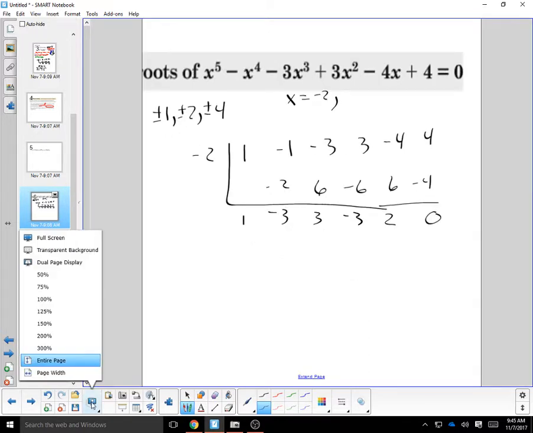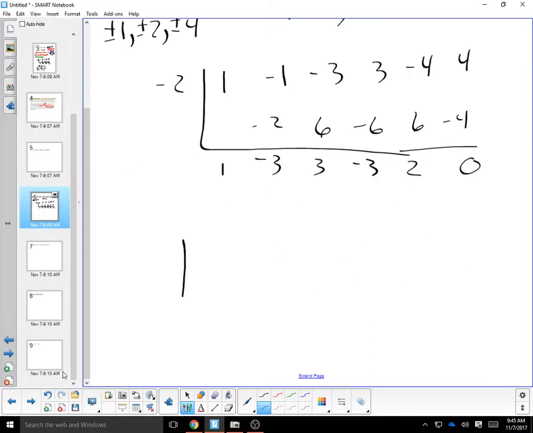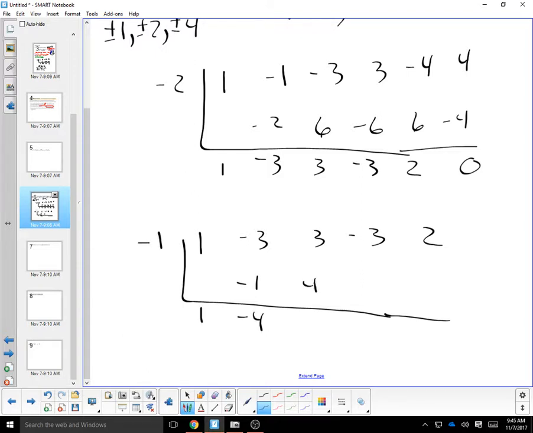Now I'm going to change this. Make another one. 1, negative 3, 3, negative 3, 2. How about negative 1? Does negative 1 work? So 1, negative 1, negative 4, 4, 7. That's going to give me, did I do that right? 1, negative 1, negative 4, 7. Good. So that's going to be negative 10, which would make it 10 and then 12.